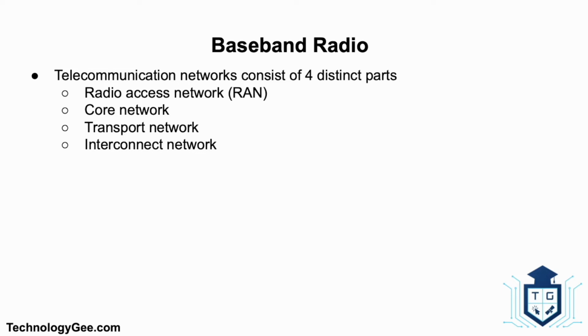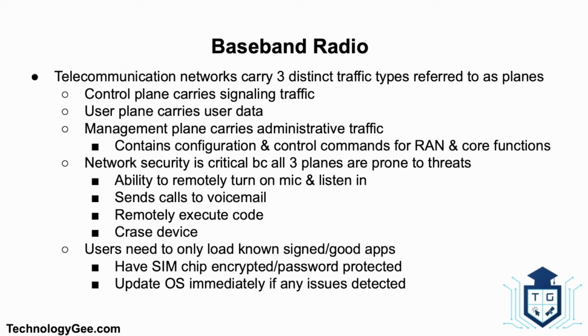The first one is called a radio access network or a RAN. Then you have a core network, then a transport network, and then you have an interconnect network. And these networks carry 3 distinct traffic types, which are commonly referred to as planes. The control plane carries the signaling traffic.